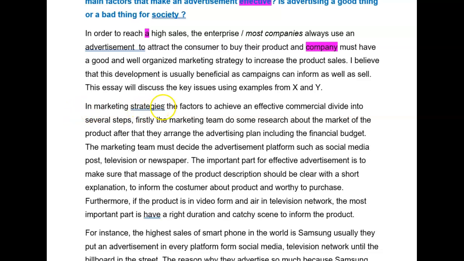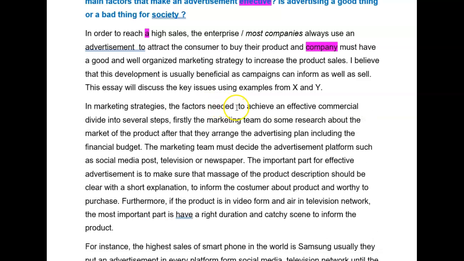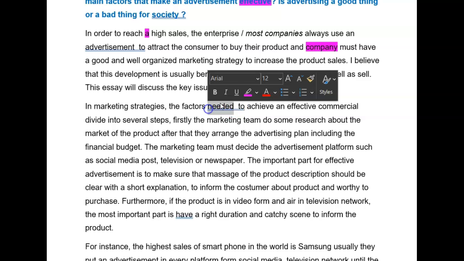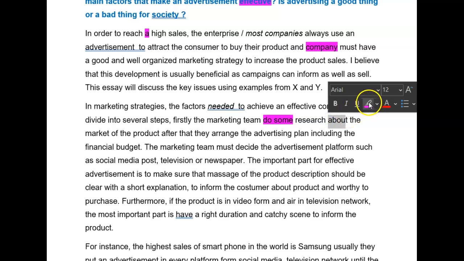So in marketing strategies, the factors needed to achieve an effective commercial, good. Maybe you could divide into several steps. Firstly, the marketing team do some research. I would just take out that. I'd just say research the. Now, you just research that, you don't need about. So research the market of the product, comma.